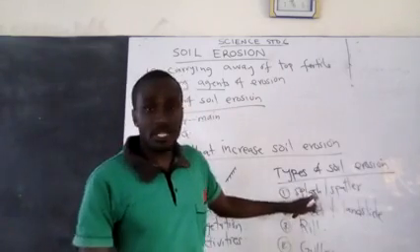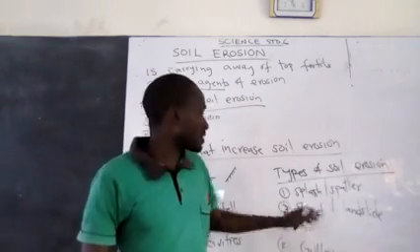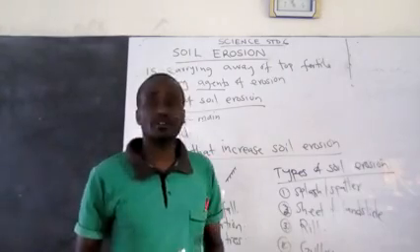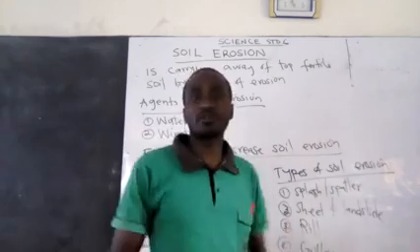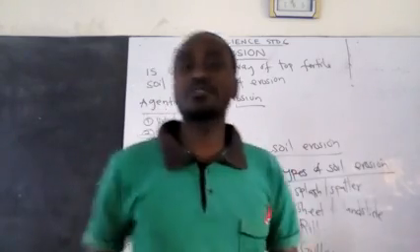If splash erosion is not controlled, it leads to sheet or landslide erosion, which may lead to rill erosion and leads to gully erosion. Watch this in our next video clip.